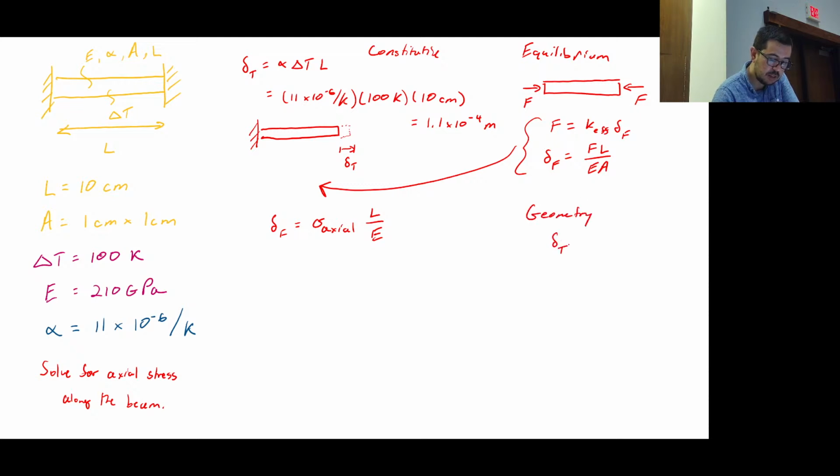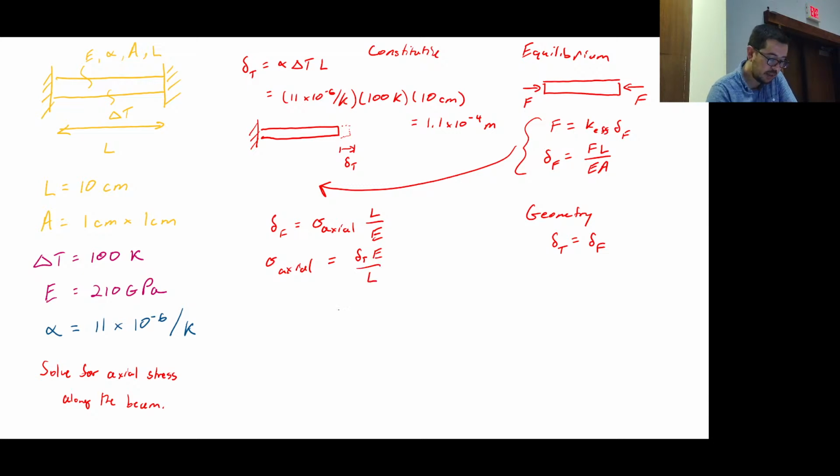We're saying that delta T is equal to delta F. And we're being a little loose here, because when I say loose, I'm saying I kind of have a positive force, but the way I've drawn it, it's not bad because it's going into the bar. But this is a compressive force that's acting against the thermal expansion. Okay. So anyway, if we rewrite this, the sigma axial is going to be this delta T times E over L.